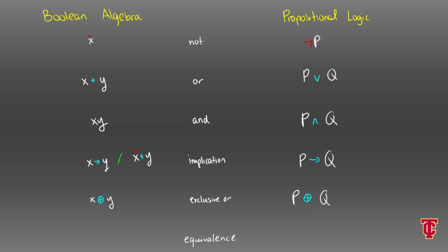And for equivalence, there is a very slight difference here, but depending on the logic system you might use the same symbol. In Boolean algebra, you would use three lines to mean equal to, and in propositional logic, we would use the double-sided arrow. So a very slight difference here, but essentially these are really the same things.